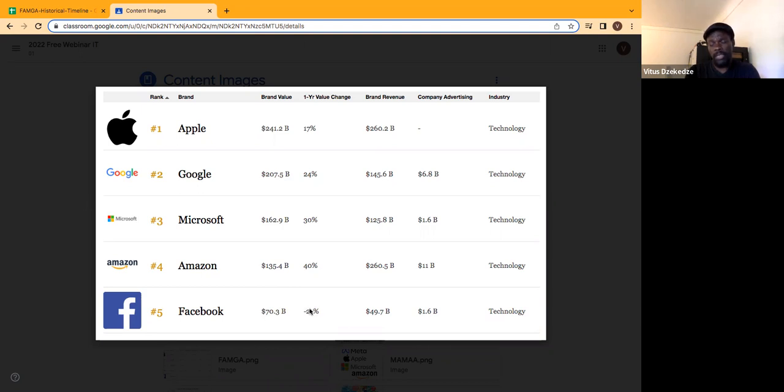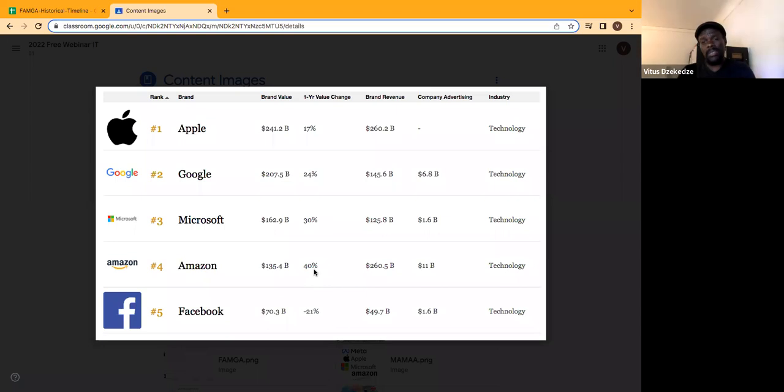That's why they dropped that much. Again, this has to do with probably COVID-19 and other issues, okay? Amazon is number 4. Amazon has actually gained 40%.